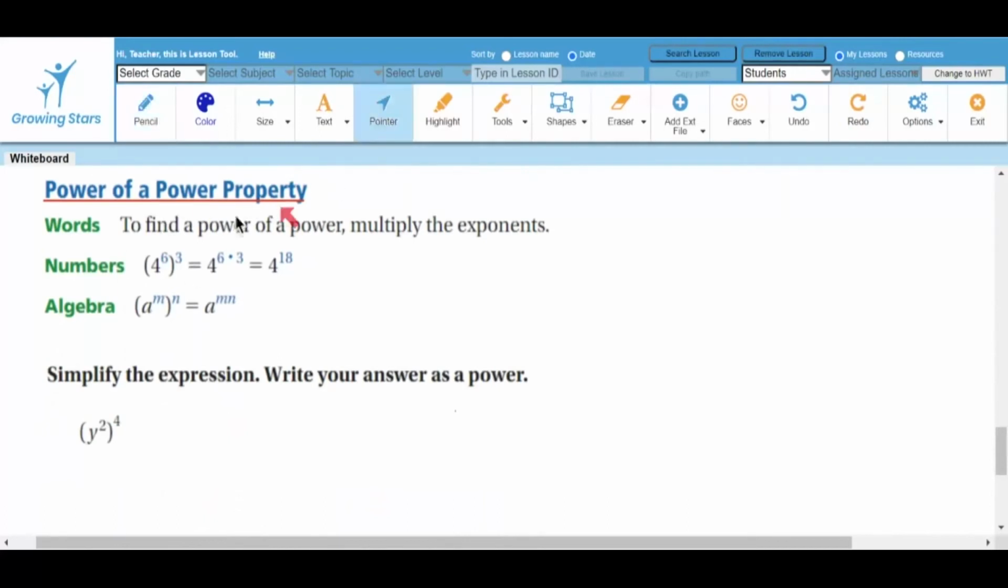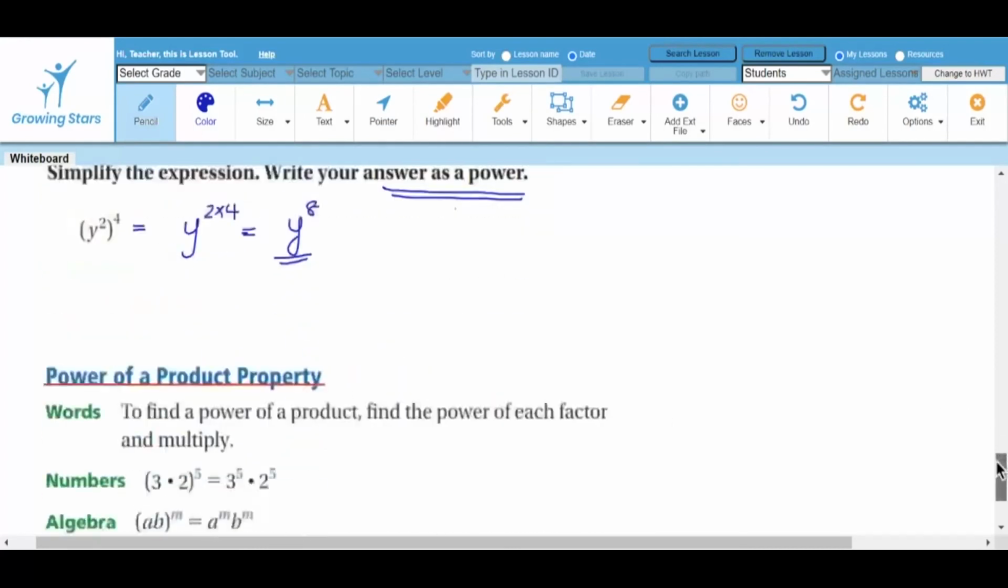It is the power of a power property. In this, you can see that 4 to the power of 6 is a power which is raised to another power 3. So you have to multiply the powers 6 and 3 and you get 18. So using algebra, you write it down as a to the power of m, raised to n, will be a to the power of mn. So moving on to the example, this will be y to the power of 2 times 4, which is y to the power of 8. I hope this is clear. So we are writing it as a power.